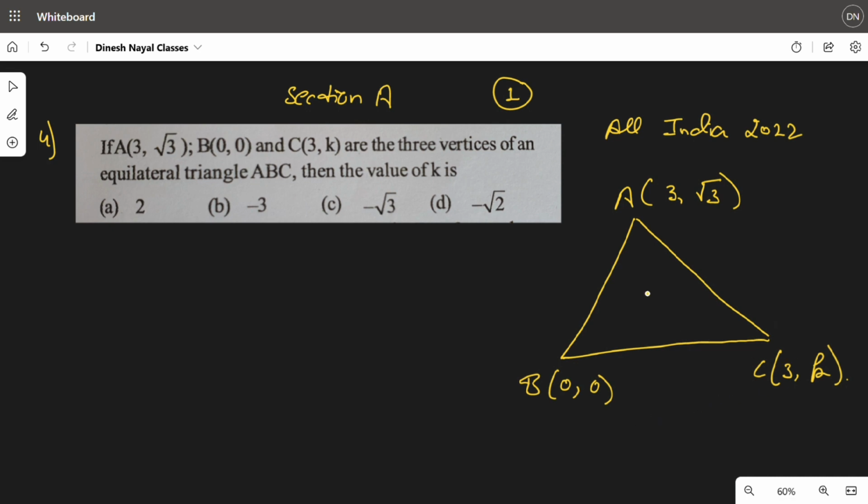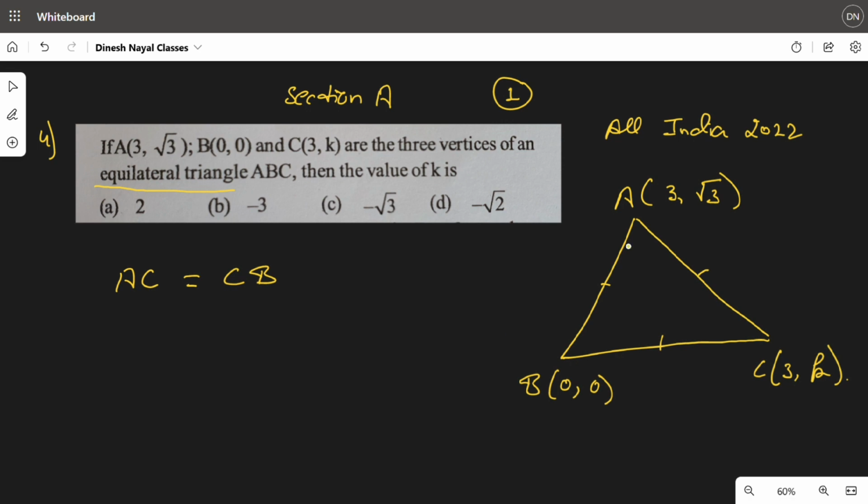Now see, it is given that it's an equilateral triangle. So that means all sides are equal. AB equals AC equals BC. That's what we are going to use over here, that all sides are equal. So what we will do is take AC equals CB.